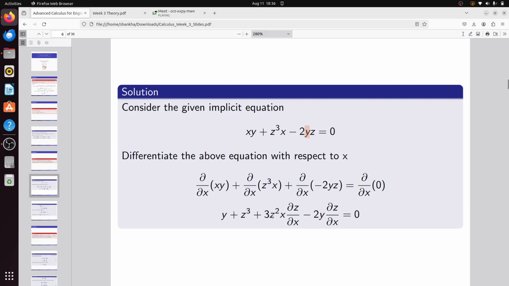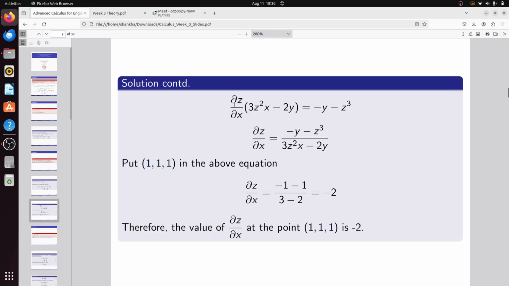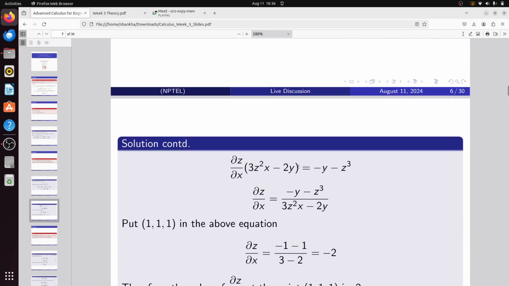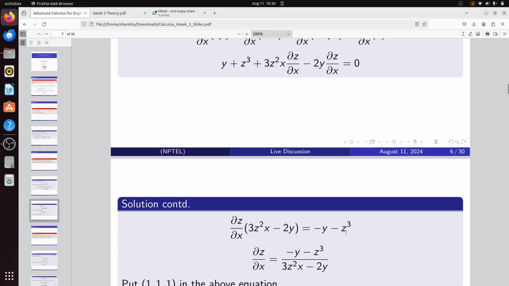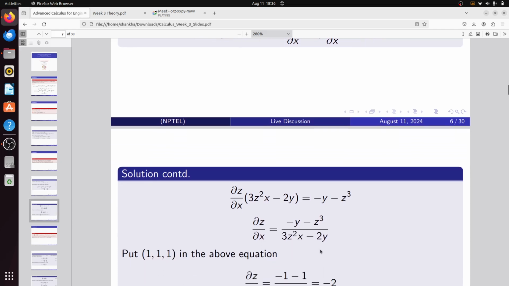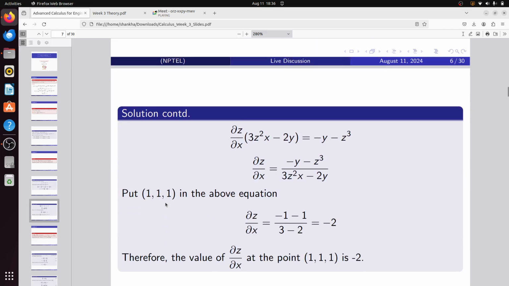Now you put x equal to 1, z equal to 1 and y equal to 1. We have taken the common term del z del x, right? So del z del x equals minus y minus z cube divided by 3z square x minus 2y. Put 1, 1, 1 in the above equation, you get del z del x equal to minus 1 minus 1 by 3 minus 2. So this is actually minus 2. Therefore the value of del z del x at the point (1,1,1) is minus 2.